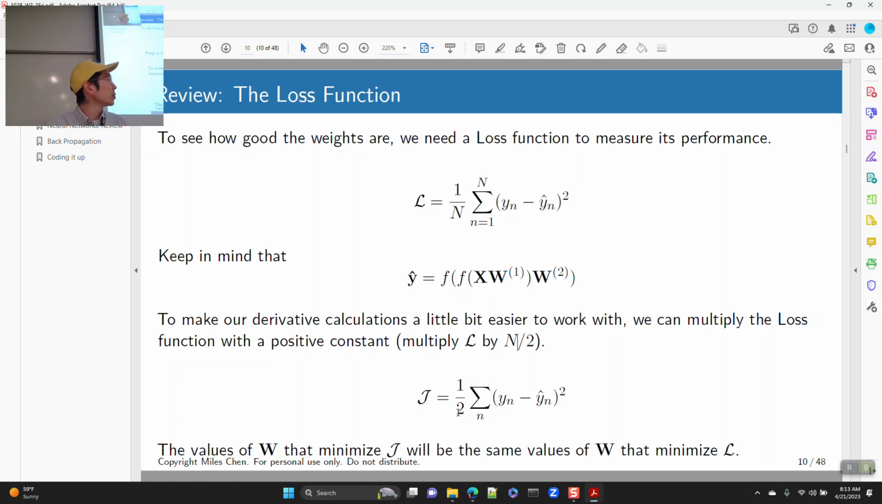The values of w that minimize J are going to be the same values that minimize L. And it's just like when we replace 1 over n with 1 over 2, that just makes some of our constants disappear. We don't have to worry about it. Okay, so that's what we're going to be doing.